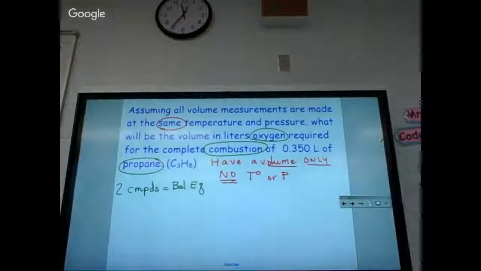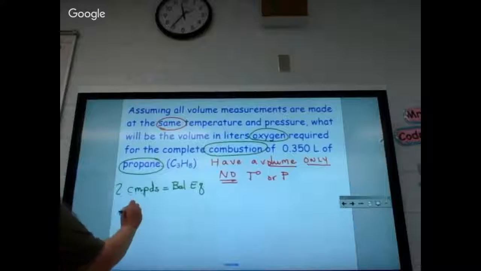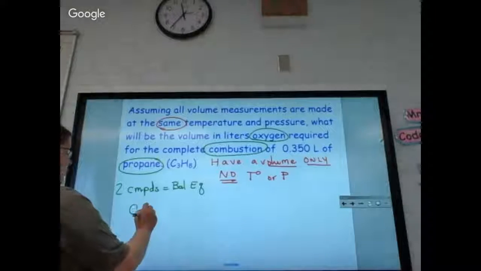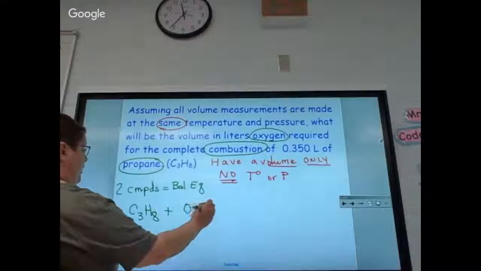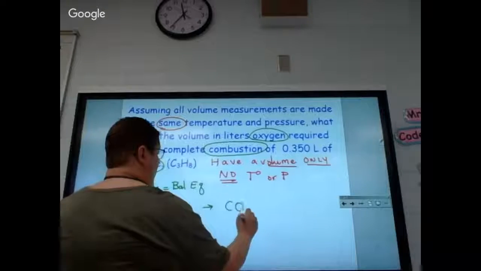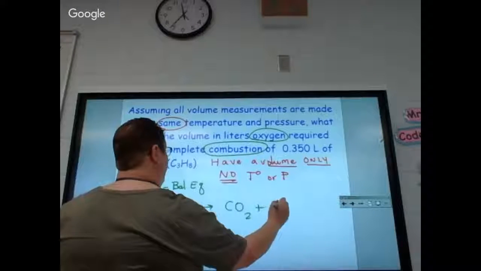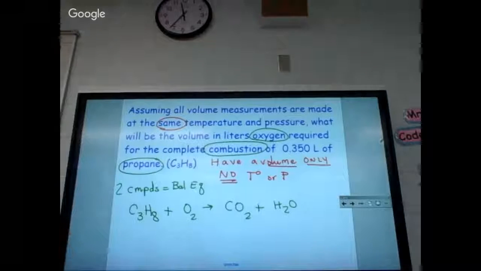So, it's a combustion. What do we all know combustion's made of? Carbon, hydrogen. Carbon, hydrogen, so that's that propane thing. Okay, what do we add to it? And what 2 products do we get? Carbon dioxide and water. Now, if you forgot that, where can you look? On your chart. Do you remember how to balance it?